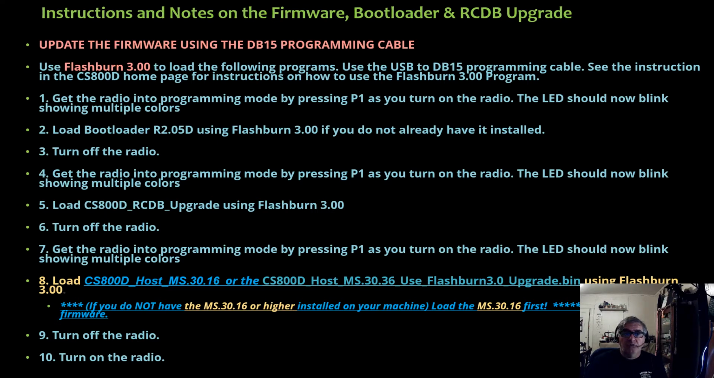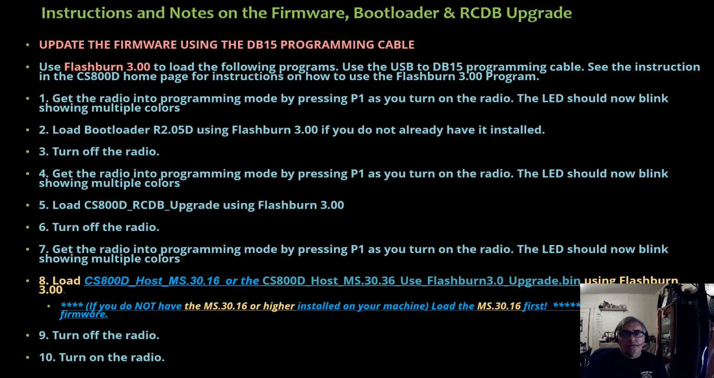Okay, using the FlashBurn. Turn the radio off. Get the radio into program mode by pressing P1, and then as you turn on the radio, the LED should blink, showing multiple colors. Load the CS800D RCDB upgrade, again using FlashBurn. After it's loaded, turn the radio off.